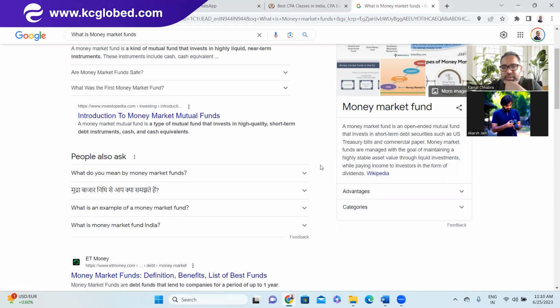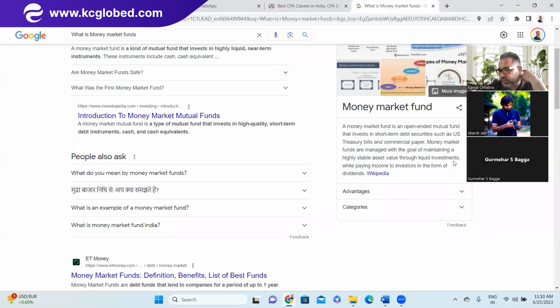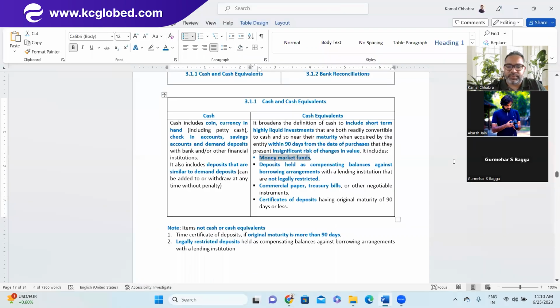Money market funds are managed with the goal of maintaining highly stable assets through liquid investments. So these are very liquid investments. You can immediately convert them into cash, like a treasury bill or commercial paper. Okay, sir. Got it. It's not like shares. Right, right.